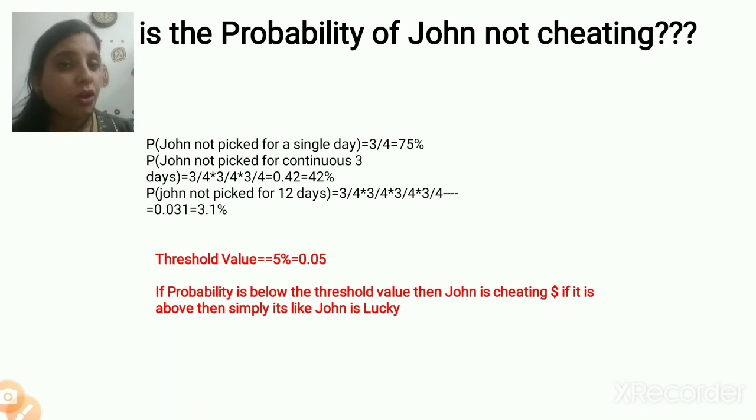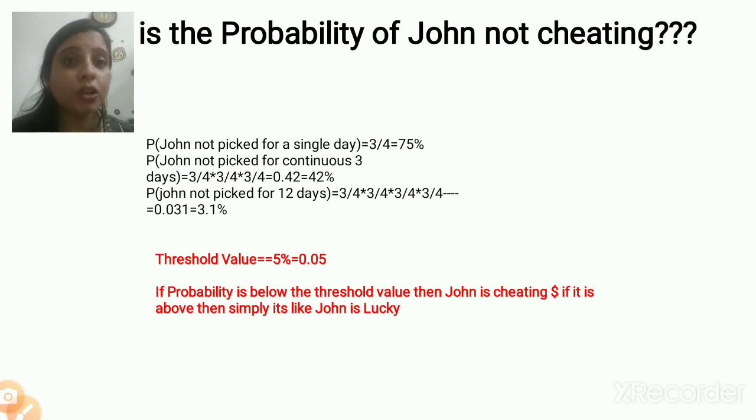So if we talk about the probability of John not being picked for a single day, it will be 3 out of 4, which is equal to 75%. Now, when we talk about the probability of John not being picked for continuous 3 days, earlier it was for a single day. Now we are assuming that John's name is not picked for continuous 3 days. We'll use the same formula, that is 3 by 4 into 3 by 4 into 3 by 4, which will come out to be 0.42, which is equal to 42%. So the probability of John not being picked for continuous 3 days will be 42%.